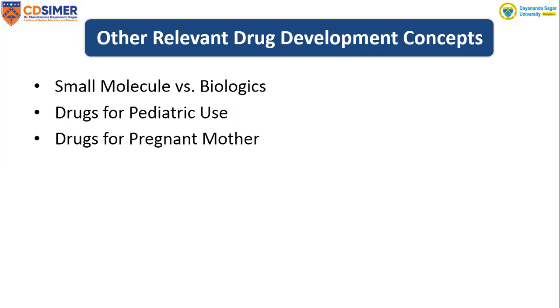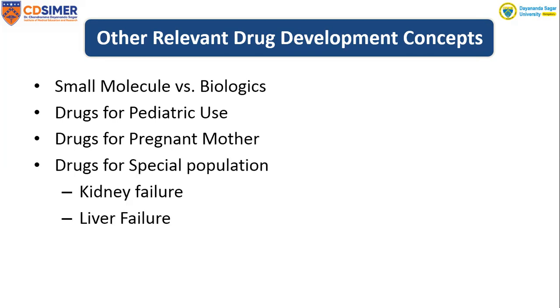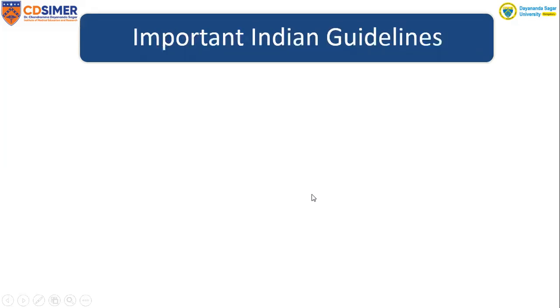Generally, groups like pregnancy and pediatric groups are not included in the regular development. That's why special development needs to be done in these groups. And again, kidney failure patients and liver failure patients, again special kind of attention is required. So again, separate trials need to be conducted to ensure that in these groups also the drug is effective.